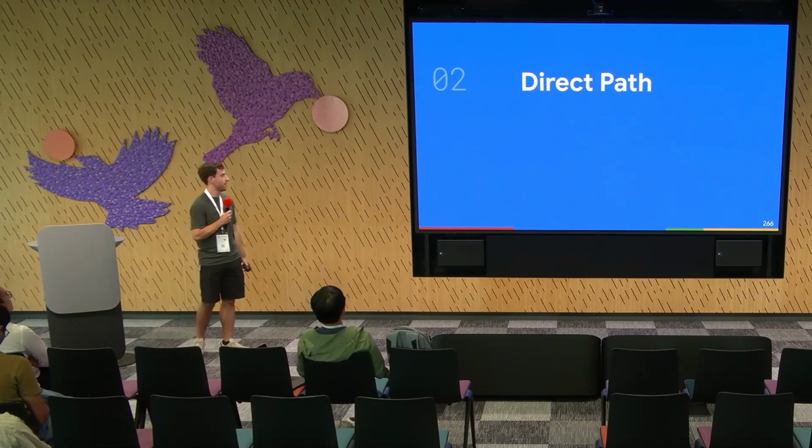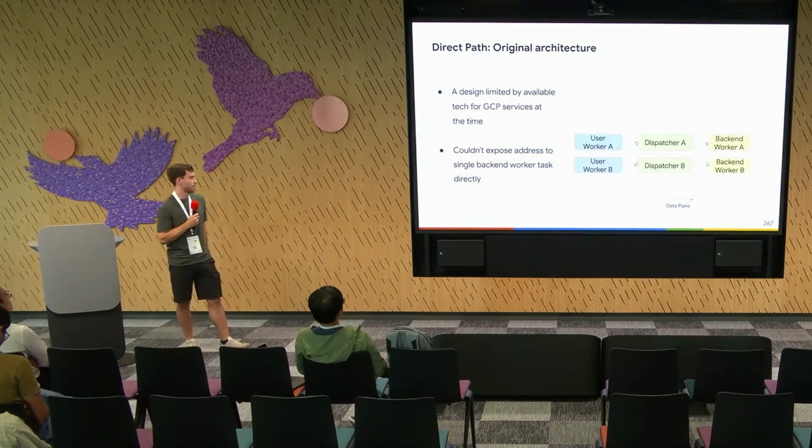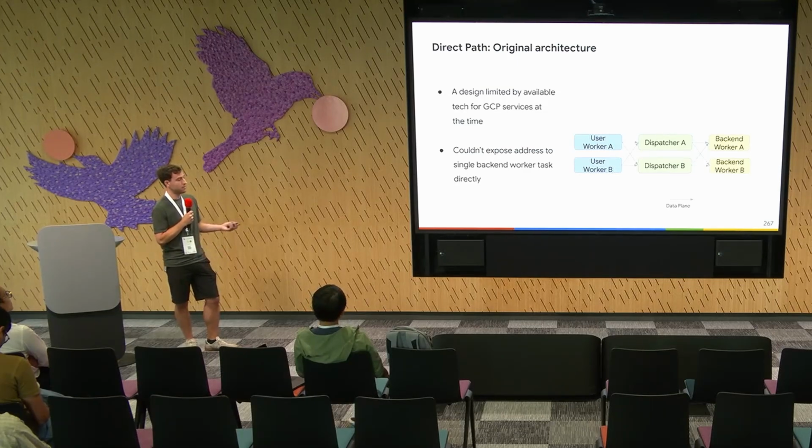Next is direct path. As I mentioned before, due to some limitations, the original Dataflow Streaming design included this dispatcher that was in between user worker and backend worker communication. This is just for historical reasons. We couldn't expose addresses for the backend directly to customer VMs.